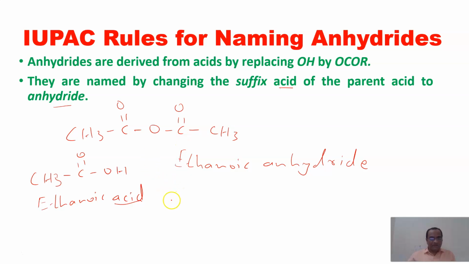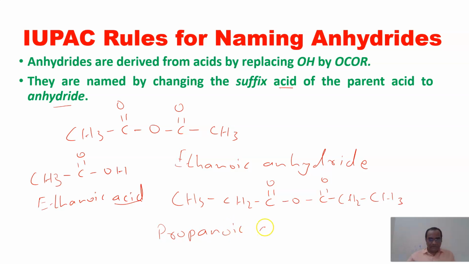Say suppose we will take one more example. The name of the compound is propionic acid. As there are 3 carbons, it will become propionic acid, and it is having an anhydride, so it becomes propionic anhydride. Propionic anhydride.